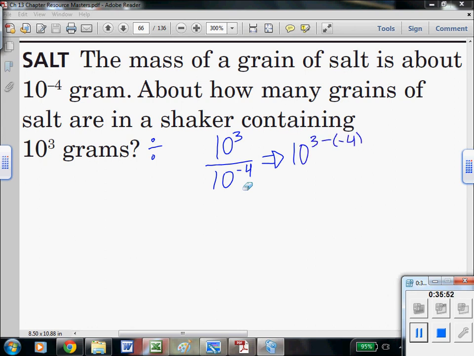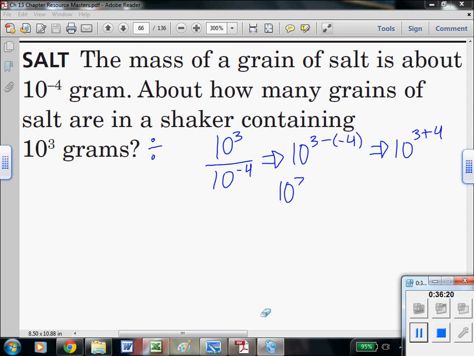When you divide with like bases, you subtract the exponents. 3 minus negative 4, so 10 to the 3 minus negative 4 power. Minusing a negative becomes adding a positive, so that becomes 10 to the 3 plus 4 power, which is 7. So we have 10 to the 7th power. That's the answer for how many grains of salt are inside of this container.